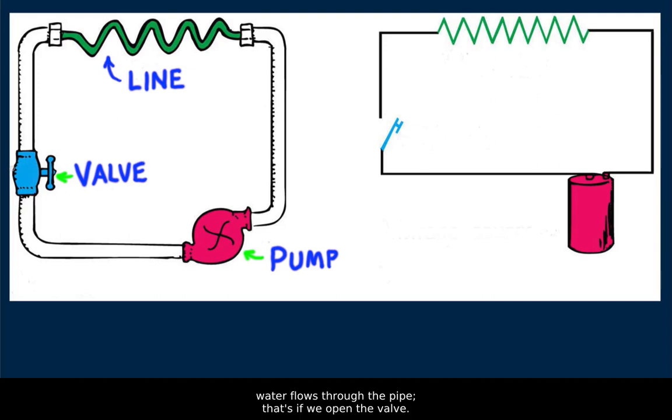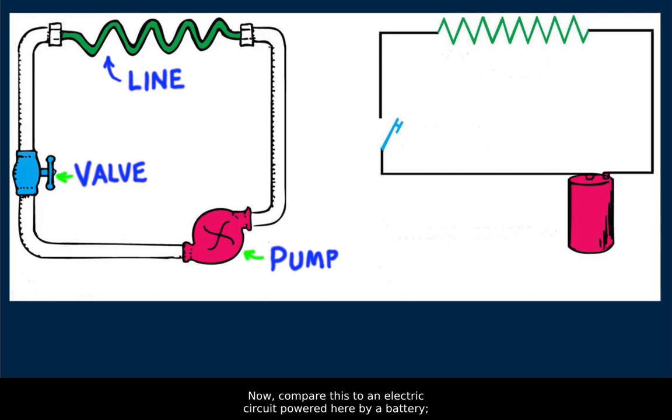That's if we open the valve. Only water flows, not the pressure. Since water is incompressible, it doesn't scrunch up anywhere, but flows continuously. Its rate of flow along any path in the circuit remains the same.